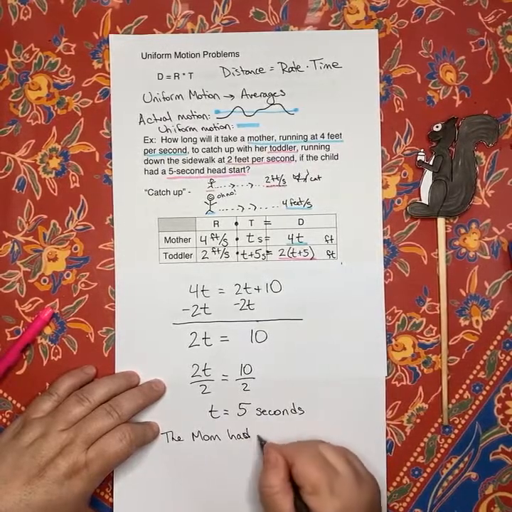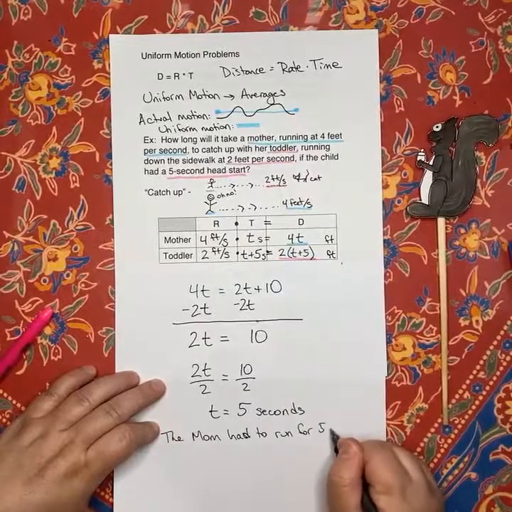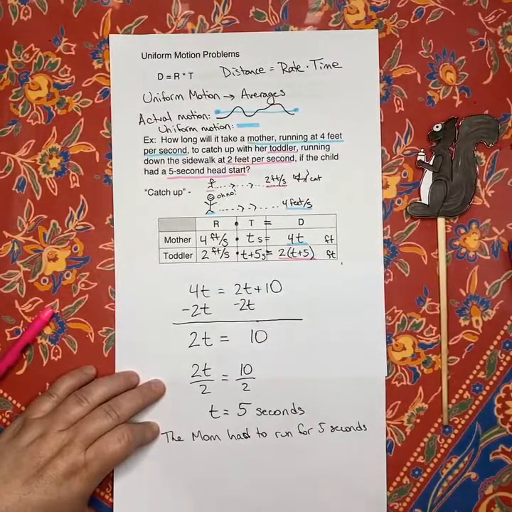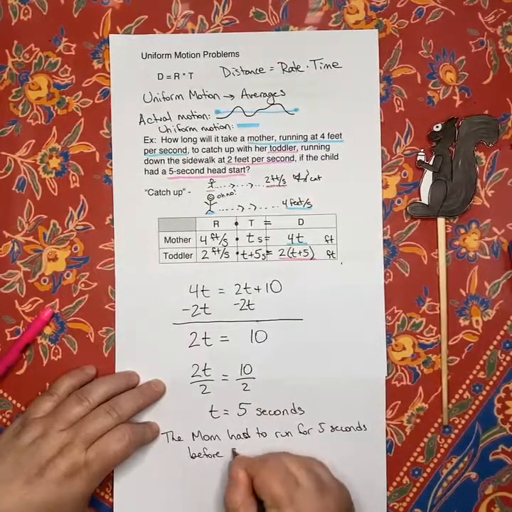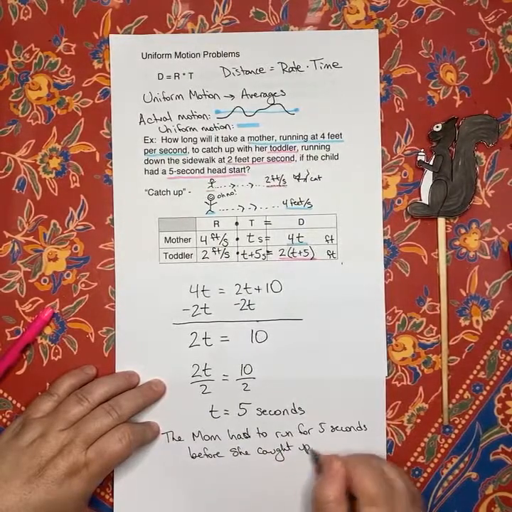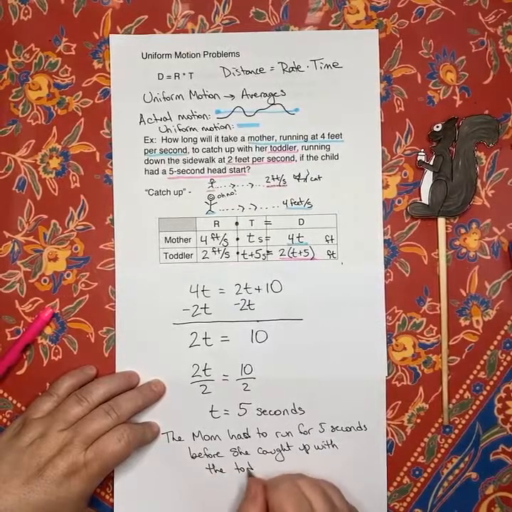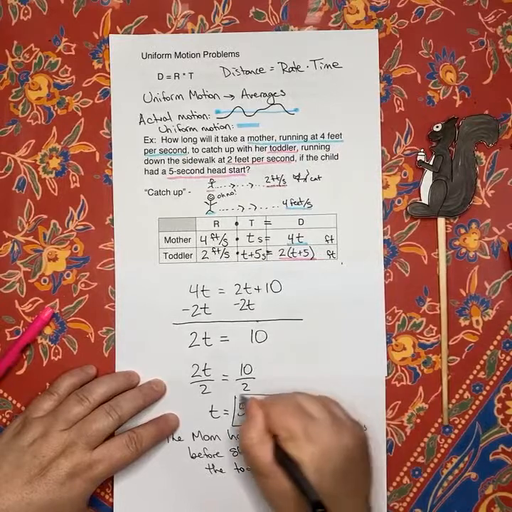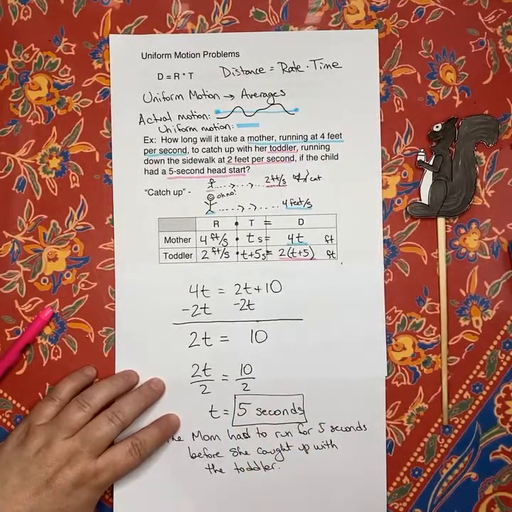So the mom had to run for 5 seconds. This is not the best way to write it. I probably would have said it will take 5 seconds for the mom to catch up with the toddler. And again, you do not have to write out a sentence. You can just put the box around it as long as you've got the units.